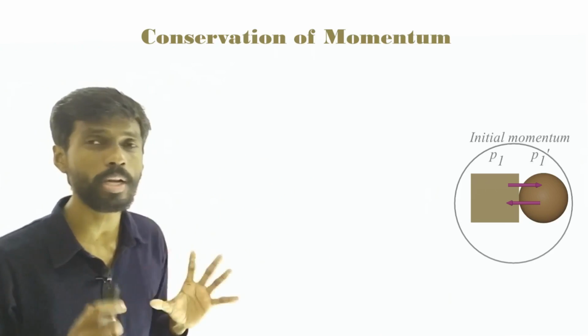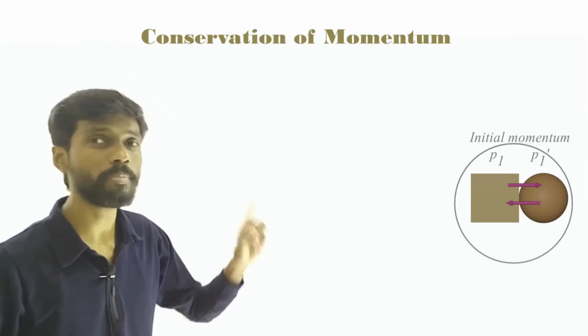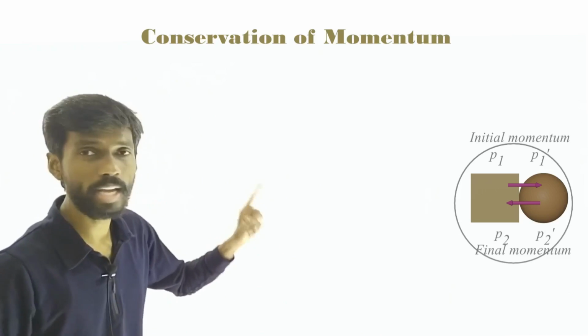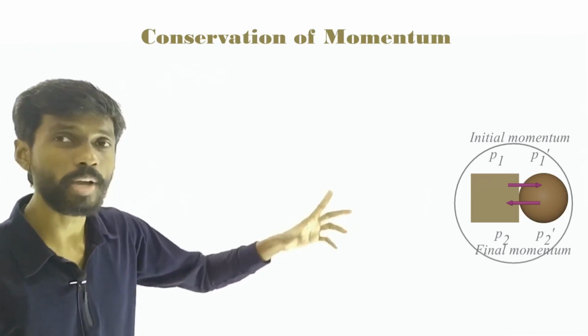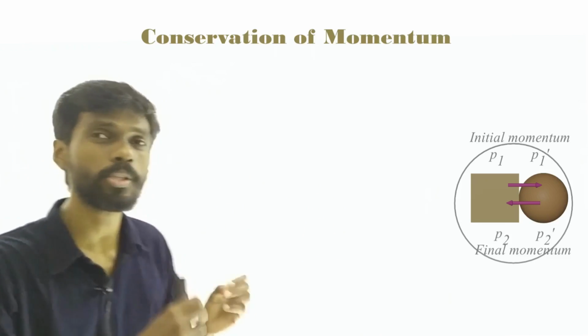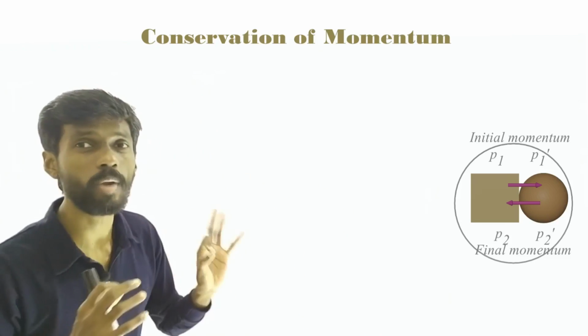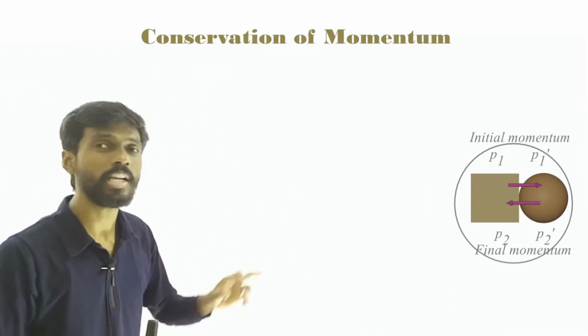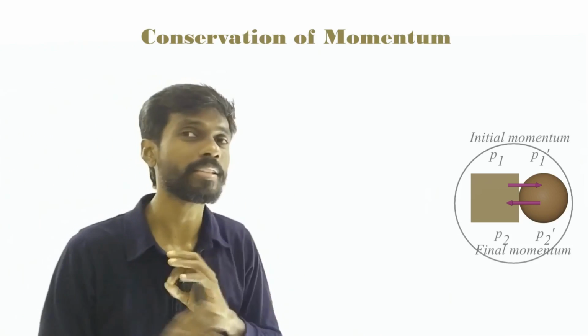That means the total momentum is P1 plus P1 dash. Now after some time, the momentum is, say, P2 and P2 dash. So this total is P2 plus P2 dash. These values are equal. This sum is equal, so P1 plus P1 dash equals P2 plus P2 dash. Yes. Now let us prove this.